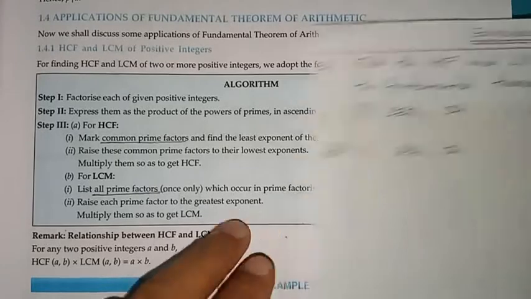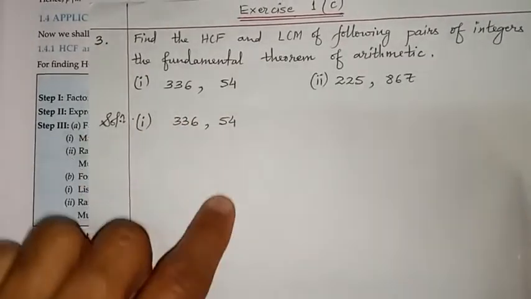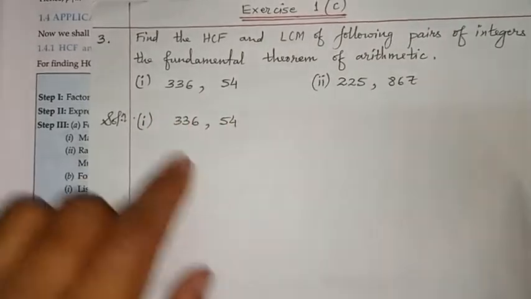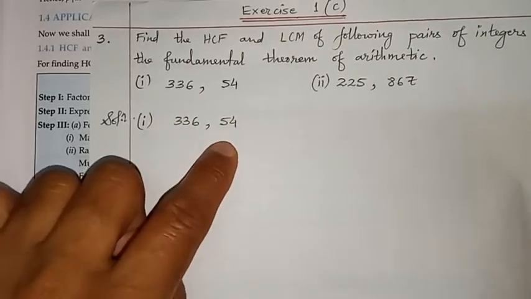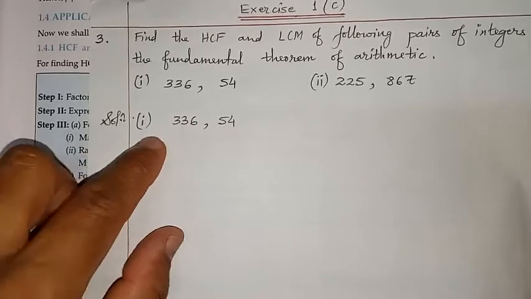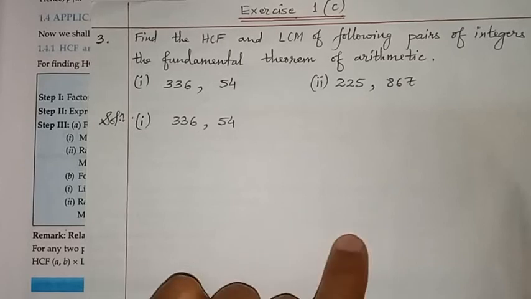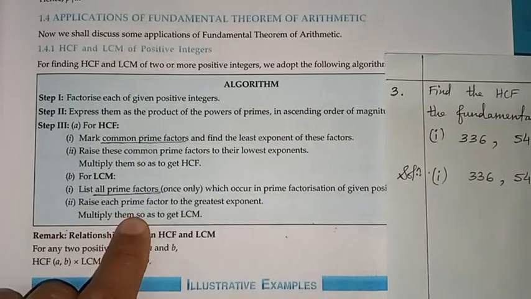So whatever prime factors are here and here, you write all of these, and see which one has the greatest power. Suppose here it's 2 cube and here 2 square, so cube is bigger than square, so we take power 3, the highest power. In this way, write all the prime factors with the highest power and multiply them so as to get the LCM.